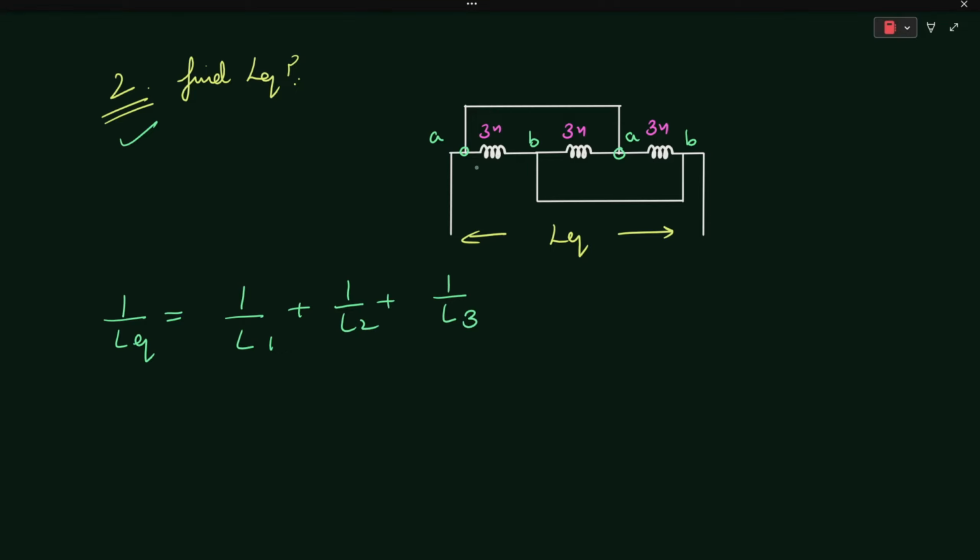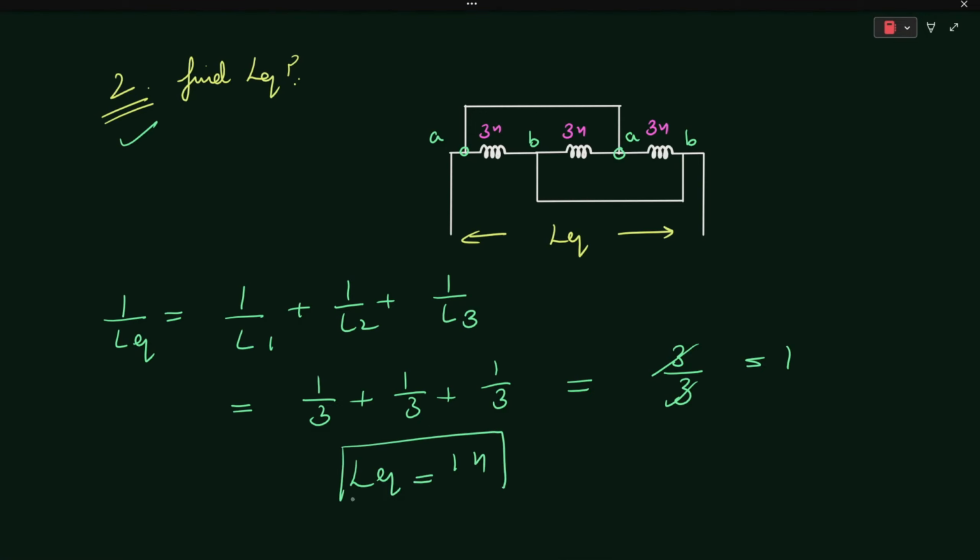Since the inductance of all the inductors is 3 henry, it will be 1 by 3 plus 1 by 3 plus 1 by 3. So that is coming out to be 3 upon 3, which is 1. So L equivalent is equal to 1 henry. I hope it is clear.